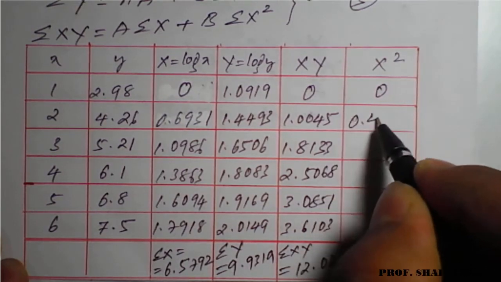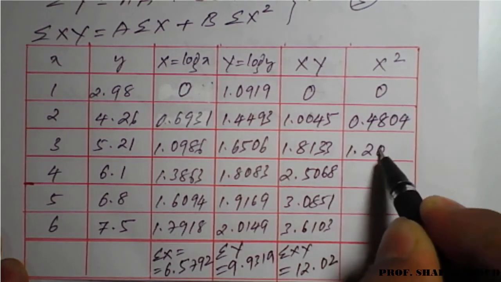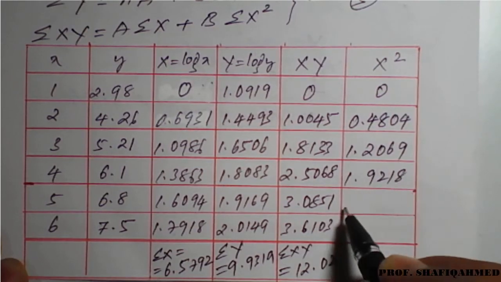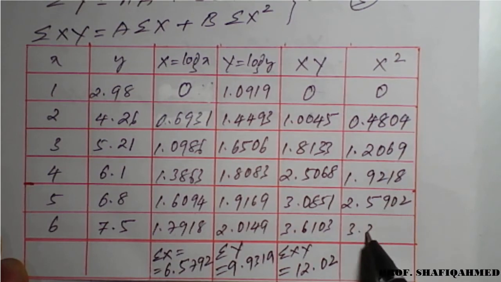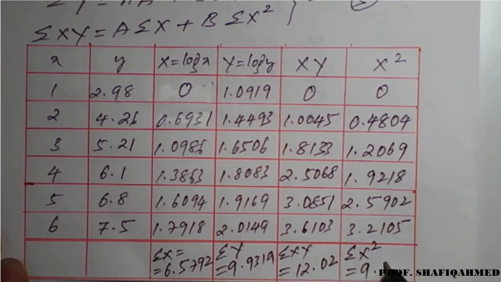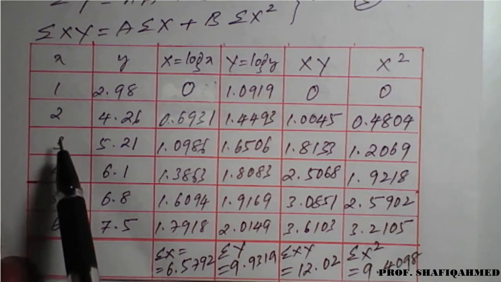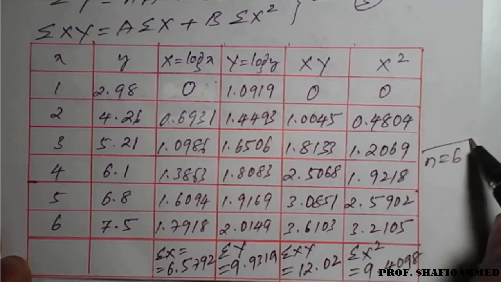Next we need to square all capital X. 0 square is 0, then the next values squared are 0.4804, 1.2069, 1.9218, 2.5902, and 3.2105. Then the summation of capital X square will be 9.4098. So these are the summation values. If you count the n value, 1, 2, 3, 4, 5, 6, the n value will be 6.